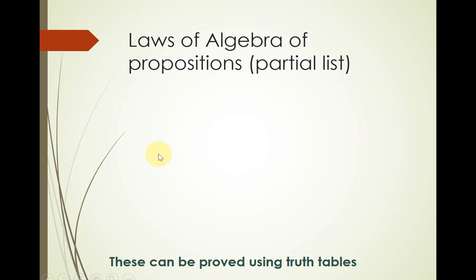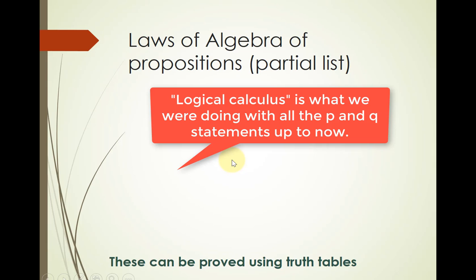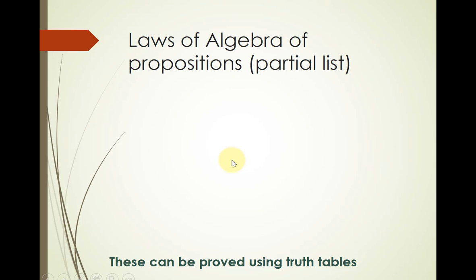but it does make sense. Okay, then there's a little bit more in logic, and these are called the laws of algebra of propositions. This is just a partial list, but these can all be proved using truth tables. Now, some of them seem completely obvious, and they are, but they can be useful when you're trying to analyze things using this so-called logical calculus. What we've been describing is sometimes called the logical calculus. It's kind of like an algebra, right? What we've been doing with these P or Q and all of that. So it's sometimes referred to as a calculus, logical calculus.